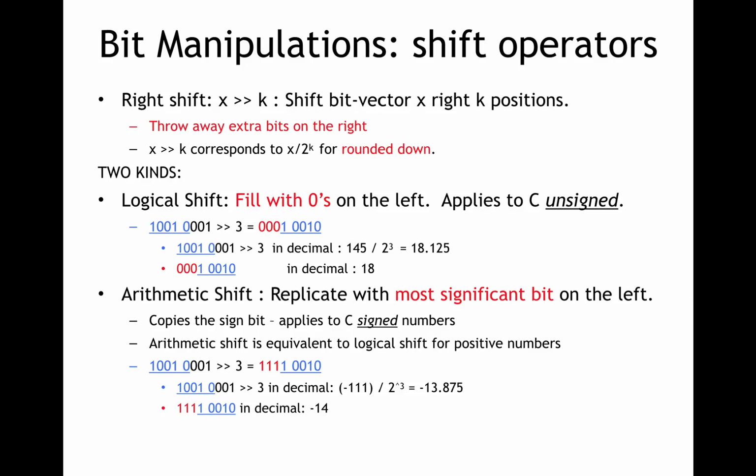Okay, so here we have two kinds of shifts for different types. If it's an unsigned integer, we do a logical shift. Just put 0 on the left after throwing out the extra bits on the right side. We still need to throw out the extra bits, just like we do with left shift. If it's a signed number, we do an arithmetic shift. We put the most significant bit on the left side. For a positive number, put 0. For a negative number, put 1.